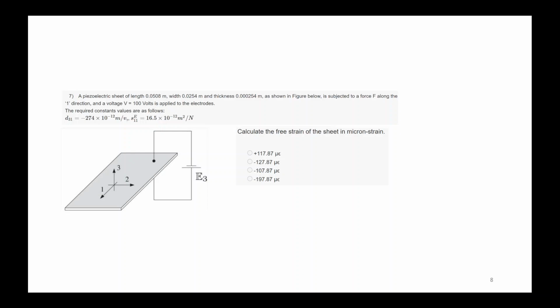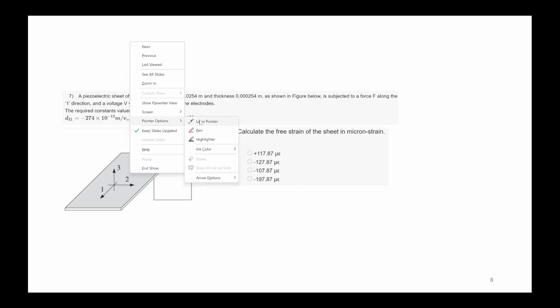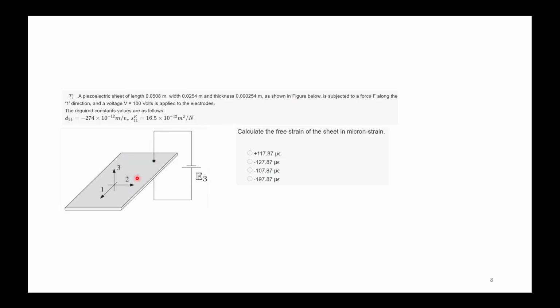For question number 7, a piezoelectric sheet of length 0.0508 meter, width 0.0245254 meter and thickness 0.000254 meter, as shown in the figure. Here the sheet is subjected to a force along the one direction.